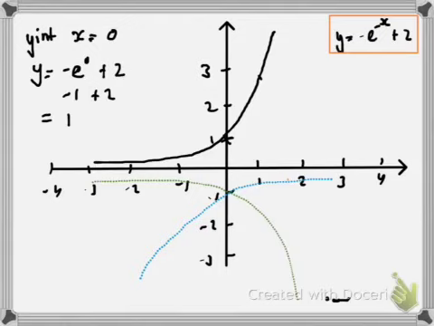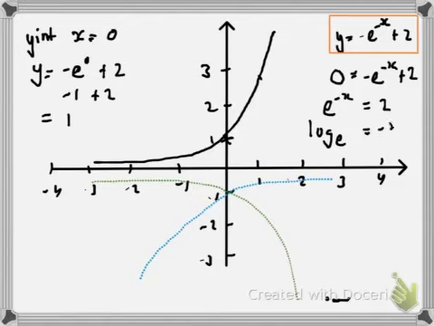And what about the x-intercept? So to find the x-intercept, we make y equals 0. So 0 equals negative e to the power of negative x plus 2. If we take the negative e to the power of negative x over the other side, we get e to the power of negative x equals 2. We can then take the log: if log 2 to the base e equals negative x, then x will equal negative log 2 to the base e.